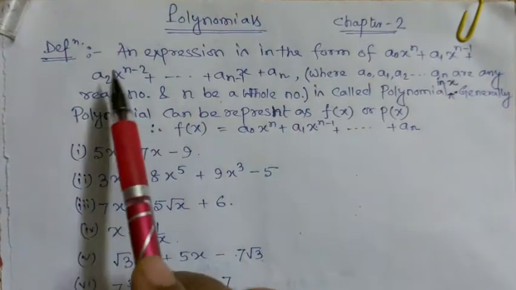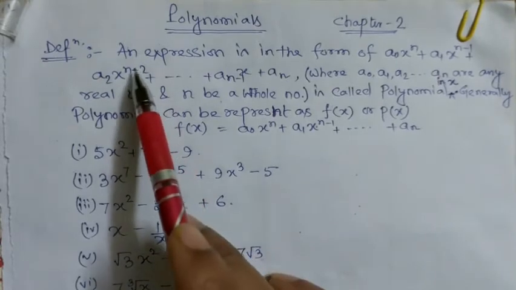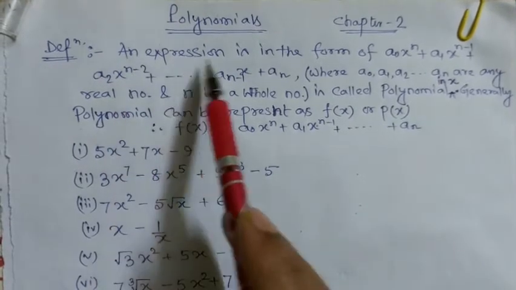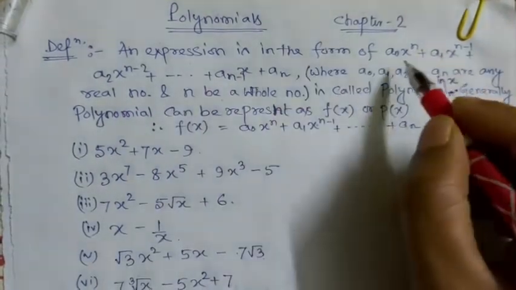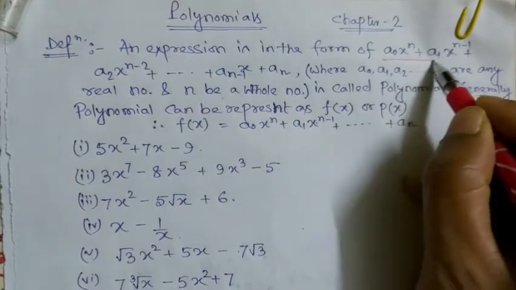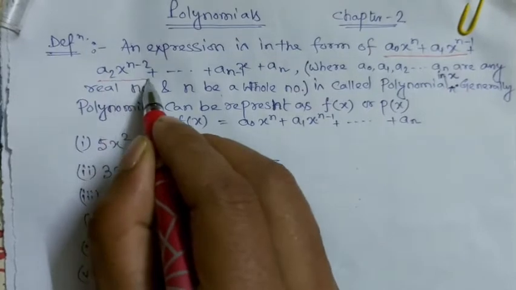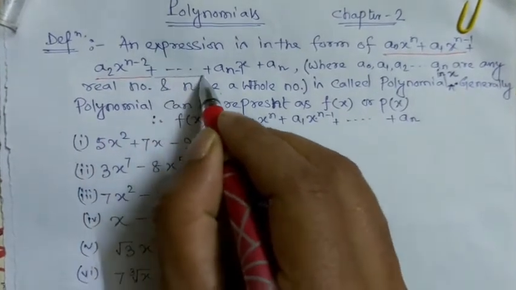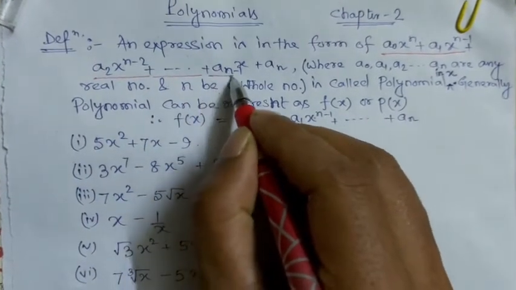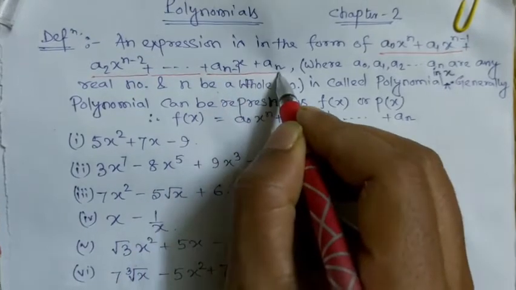So what is the definition of a polynomial? The definition of a polynomial is this way. An expression in the form of, this one is very important, a0 x to the power n plus a1 x to the power n minus 1 plus a2 x to the power n minus 2 plus, continuing like this, plus a n minus 1 into x plus a n.